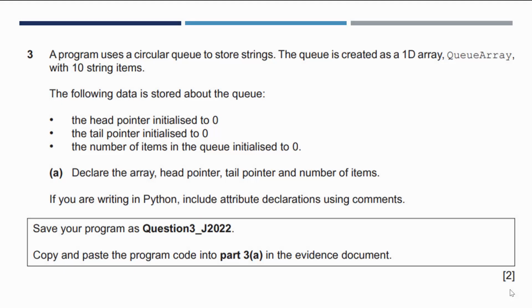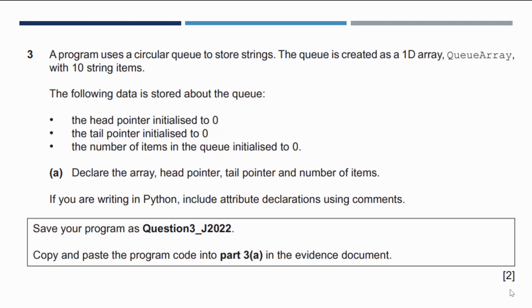A program uses a circular queue to store strings. So that is the abstract data type that they chose for this paper 4, which is a queue, and they want a circular queue. So we'll code that out. The queue is created as a 1D array, queue array, with 10 string items.